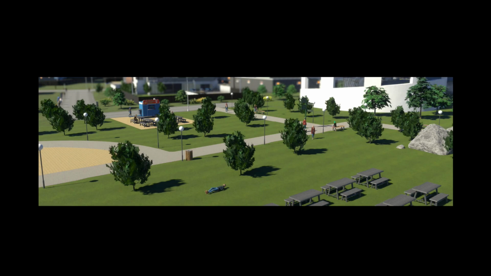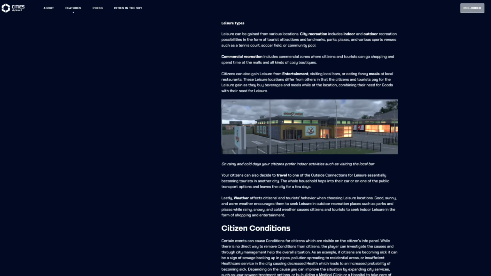Really cool. And here we got a nice looking outdoor park. Looks like there's a little food truck out here, some picnic tables, really nice little area, next to what appears to be some kind of big parking garage or something. I'm not sure, but yeah, looks really good anyway. And this dude is just chilling hard, just literally lying on the ground. That's cool to see. And then we get into the types of leisure our citizens can go for.